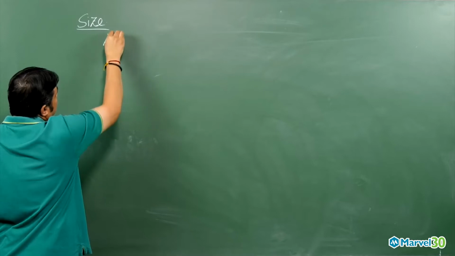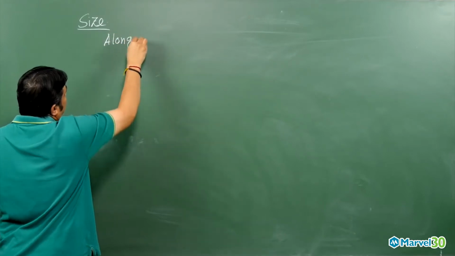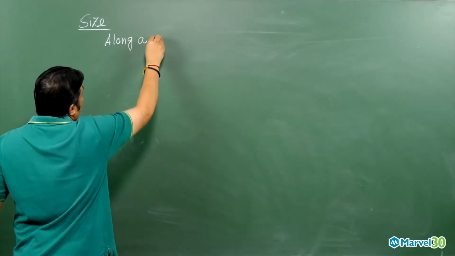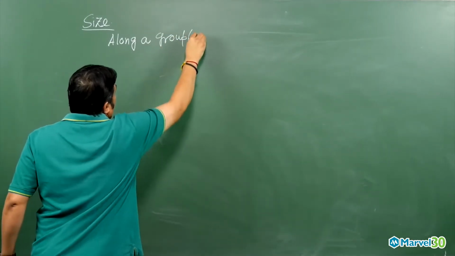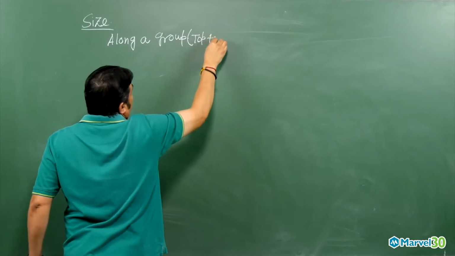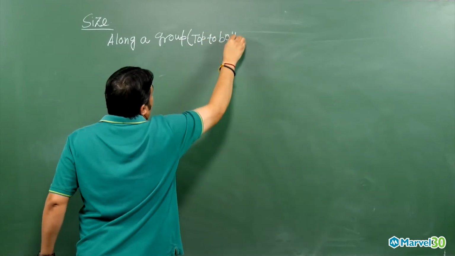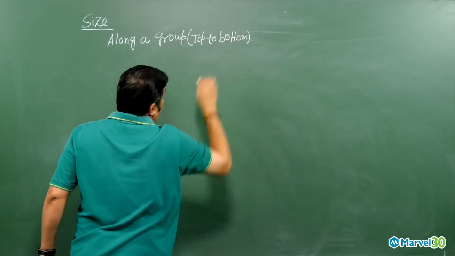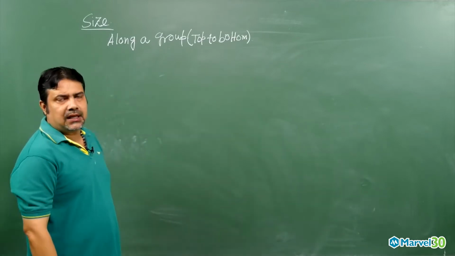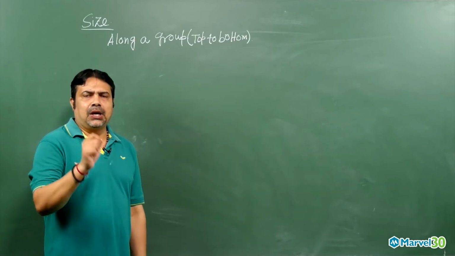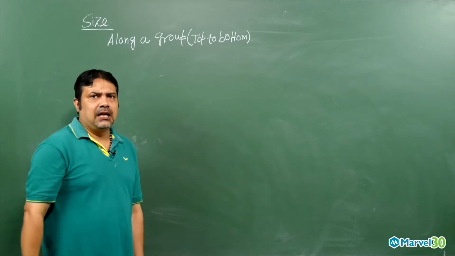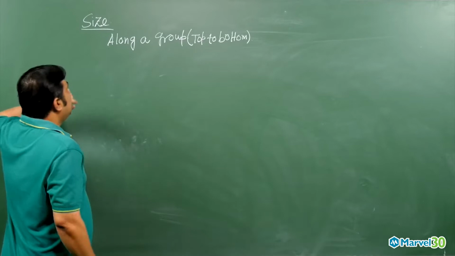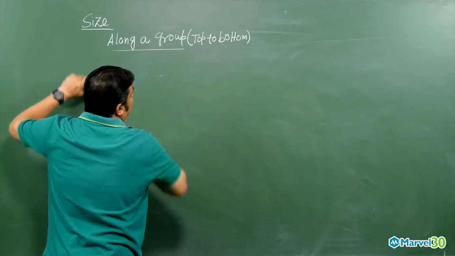First you need to know what will happen along a group, or it is called top to bottom, for the size. The size of atom has different names: covalent radii, ionic radii, metallic radii and van der Waals radii. I will come to that one. Before that you need to know the general trend of the size along a group.